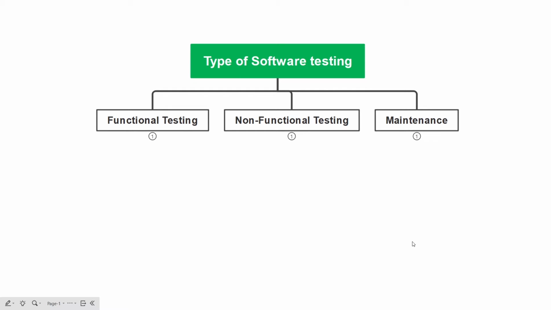Hello everyone. In this lecture we learn about types of software testing. There are three types of software testing. First one is functional testing, second is non-functional testing, and last one is maintenance.